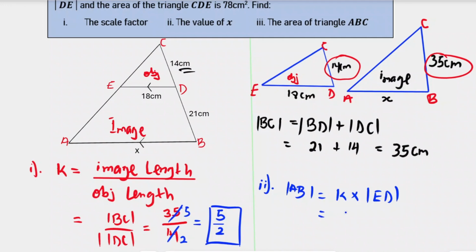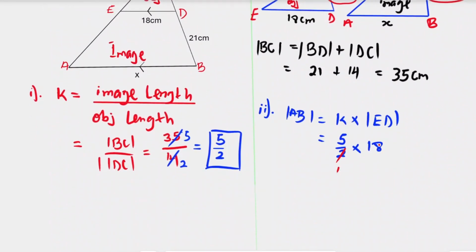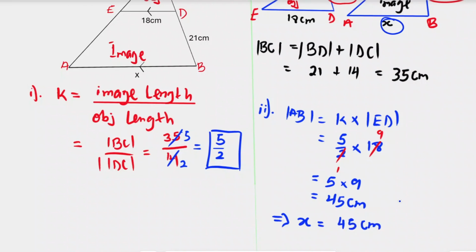And the scale factor is 5 on 2. So you just have to multiply by ED, which is 18, and that will give us the value of AB, which is x. So let's do the cancellations right now. 2 goes into itself 1 time, and it goes into 18, 9 times. It means that we're going to get 5 times 9, and that will give us 45 centimeters. So x is equal to 45. Remember, AB is the same as x. So this implies that x is equal to 45 centimeters. So that is how we can find the value of x.